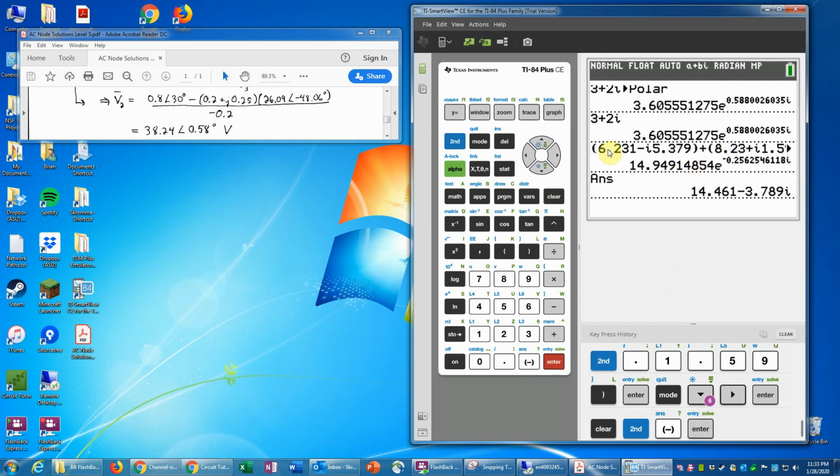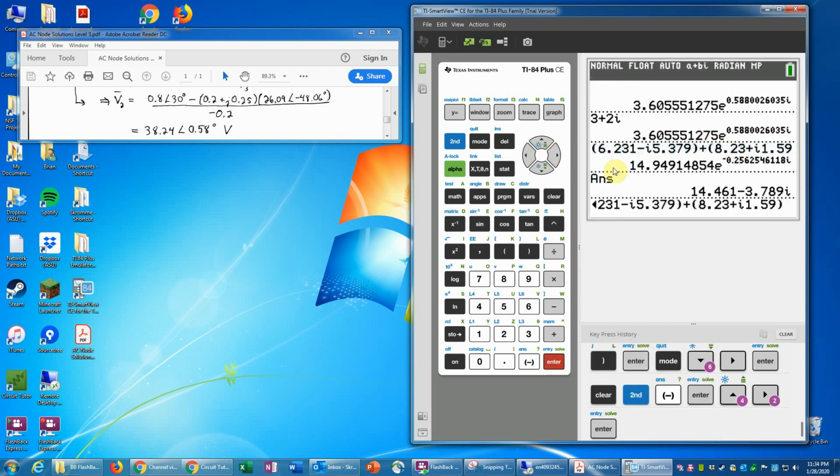form. And now you could check that the 6.231 is added to 8.23 to give me the 14.461, and the negative 5.379 is being added to this portion here, which I'd have to go up to read that and scroll over. Well, actually, I'd have to probably bring that down again to see it. It's a little bit difficult to see here. I could enter that down here and then scroll over. Anyway, those numbers you can see added up to this value.